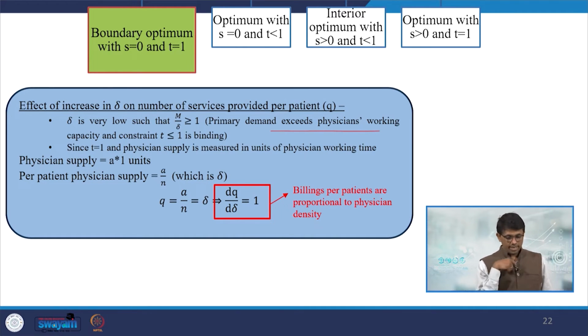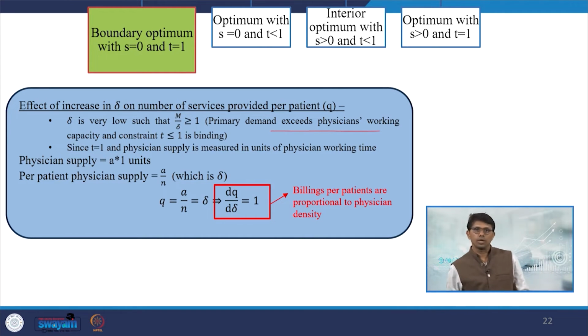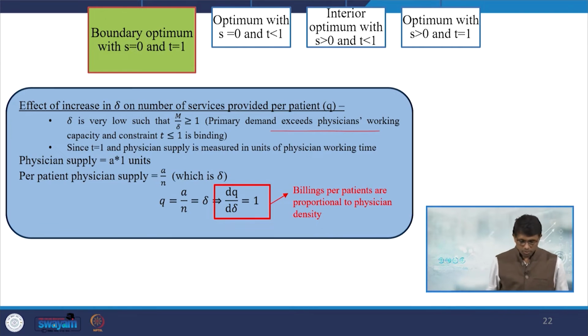Since t equal to 1 in our case, and physician supply is measured in units of physician's working time, physician supply would be, as we have already explained, A. Now, in this case it will be A times 1 unit per patient, so physician supply is equal to A upon n, which is precisely the delta. Hence, Q is equal to A upon n, which we already mentioned as Q in our example.